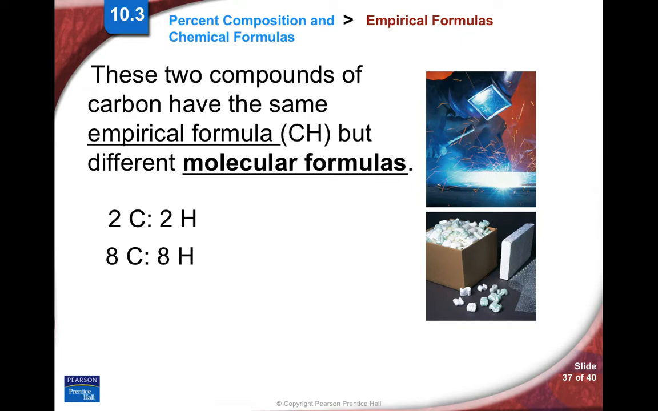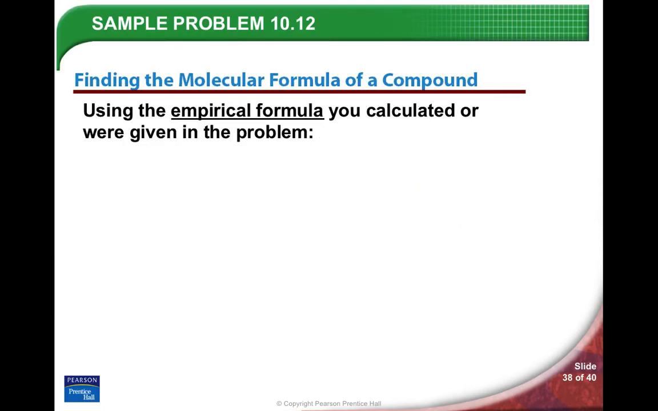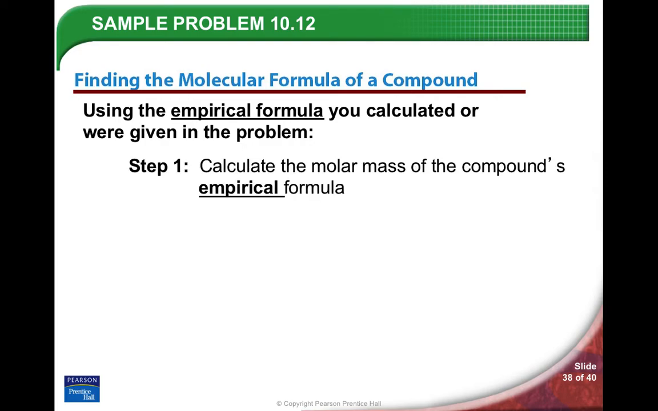So 2 to 2 or 8 to 8. They're different. They have different characteristics, vastly different, but they have the same 2 elements in the same relative proportions, 1 to 1. Once you have the empirical formula that you've figured out, whether it's from data like the percent data we were using or it's given to you in the problem like this last one, you work out what the molar mass of that particular compound should be.